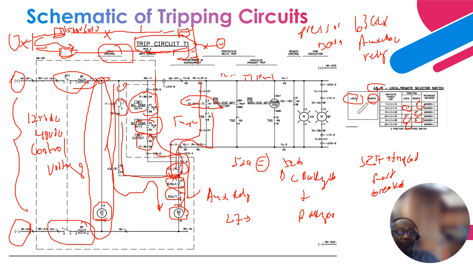And the first one is 51, that is time phase over current or phase time over current. Then the second one is neutral phase over current, that is 51N. Okay, so now let's go to the other path over here.